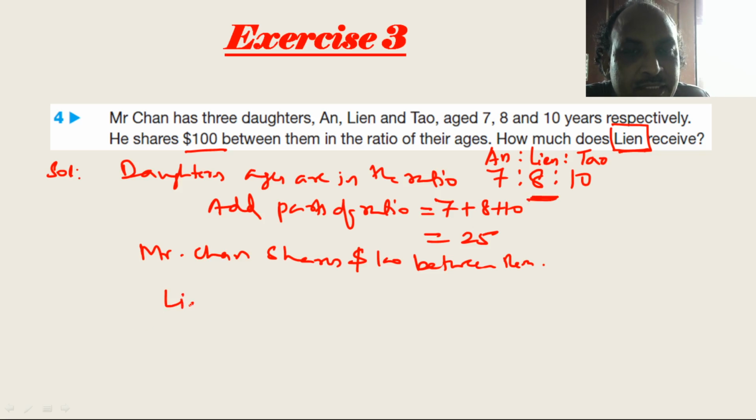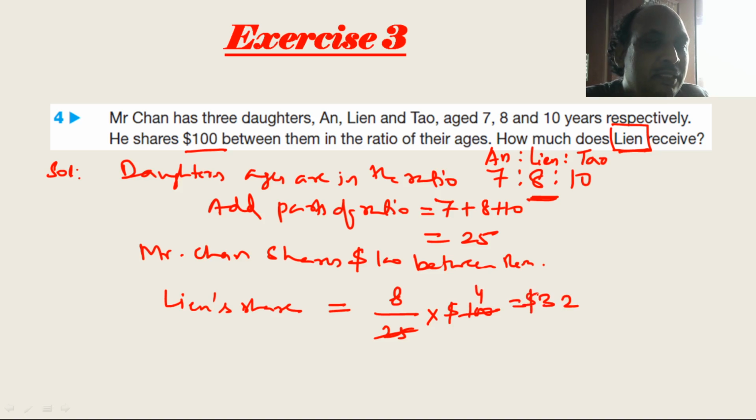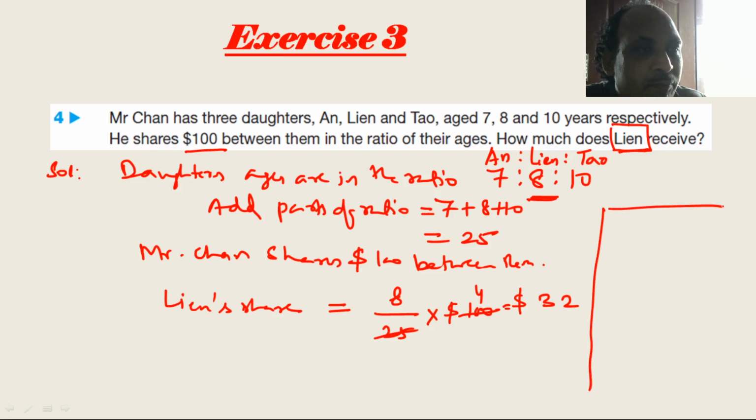So Lian's share will be equal to 8 divided by 25 into $100, which is giving you 4. So that is $32 will be the share of Lian. $32. We can find out for others also, but it is not required in this particular question. Then also for the information, I am telling that others also we can find out.